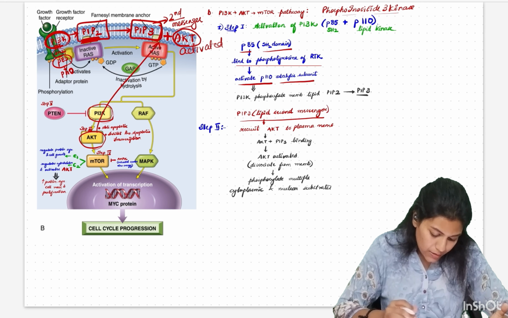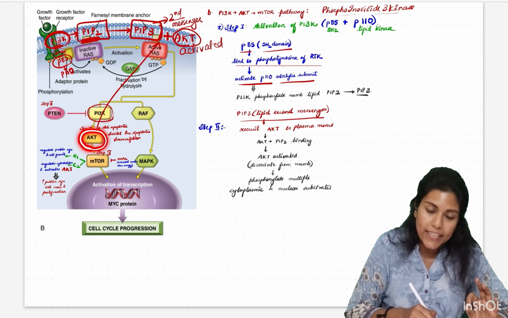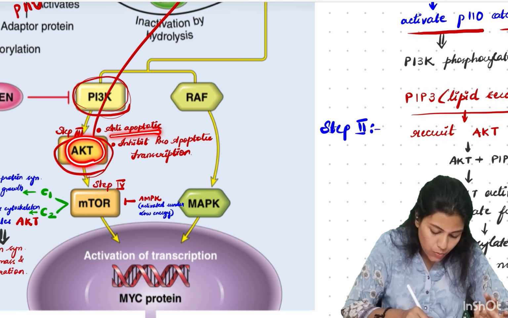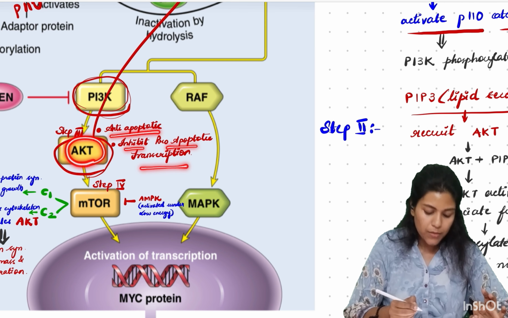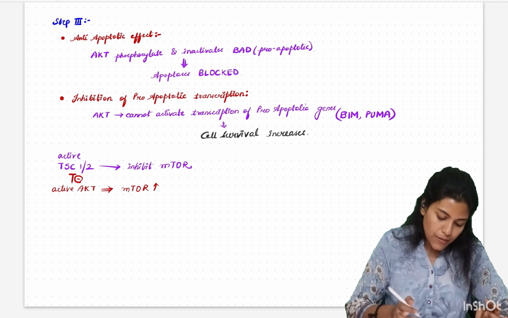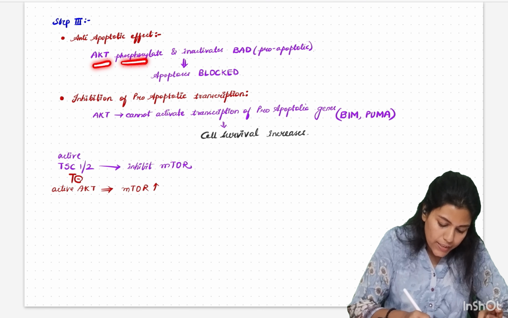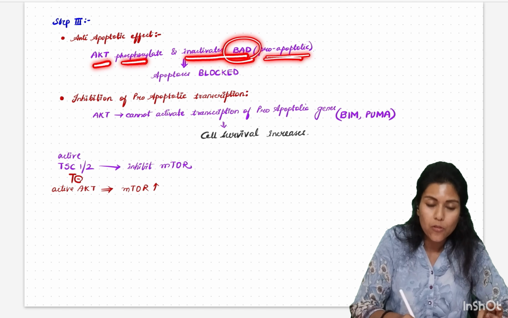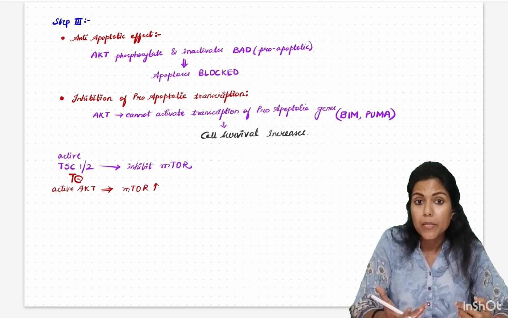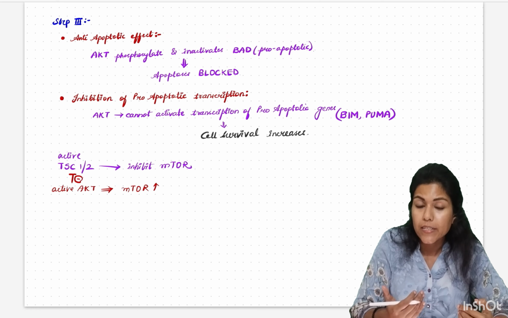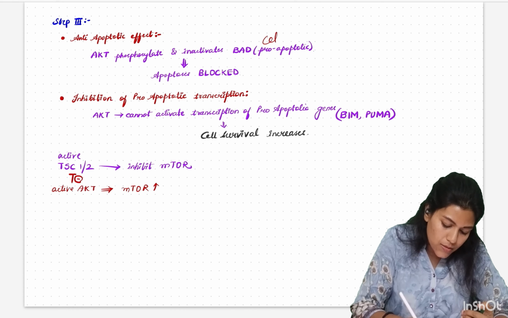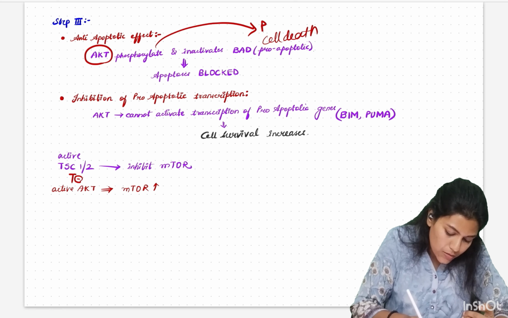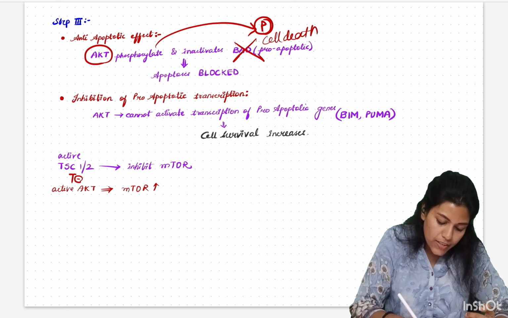Coming to step 3, it begins from this activated AKT. This activated AKT has an anti-apoptotic role and inhibits pro-apoptotic transcription. Anti-apoptotic means this AKT will phosphorylate and inactivate BAD. BAD is a pro-apoptotic protein, which means it will induce apoptosis, it will induce cell death. So this AKT will add phosphate and inactivate BAD.